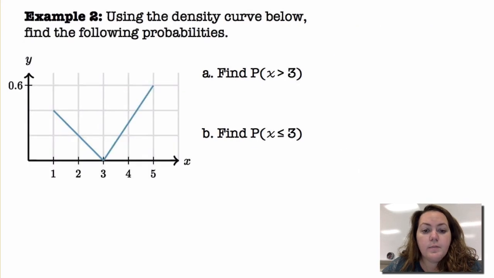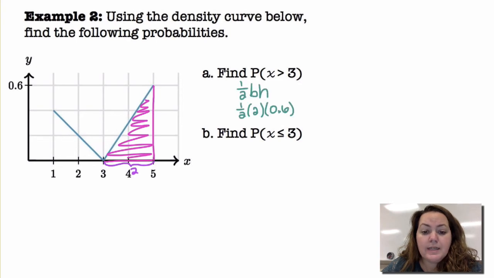All right, this one, using the density curve below, find the following probabilities. The probability that x is greater than 3. Where x is greater than 3, it makes this triangle here. Again, I'm finding the area under the curve to find the probability that I get something greater than 3. Anything in that space would work. My base has a measurement of 2. My height is 0.6, so it's 1/2 base times height, so 1/2 times 2 times 0.6, which gives me 0.6, which is 60%.